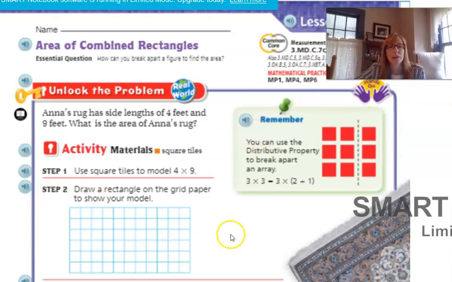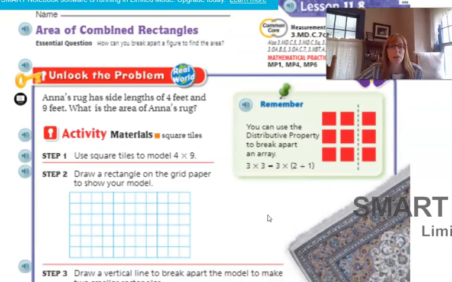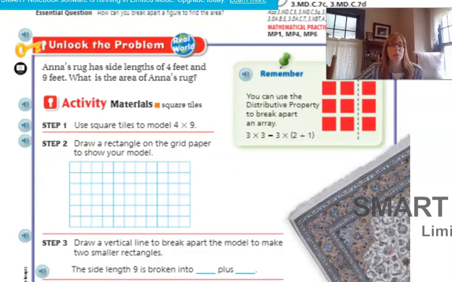Let's see here. It says, Anna's rug has the side length of 4 feet and 9 feet. What is the area of Anna's rug? Well, that's really simple, isn't it? So it asks us to use some materials, which of course we don't have. So we're going to be drawing right in our book. If it asks us to use blocks or anything like that, we're just going to be working straight in our math book and then moving on.